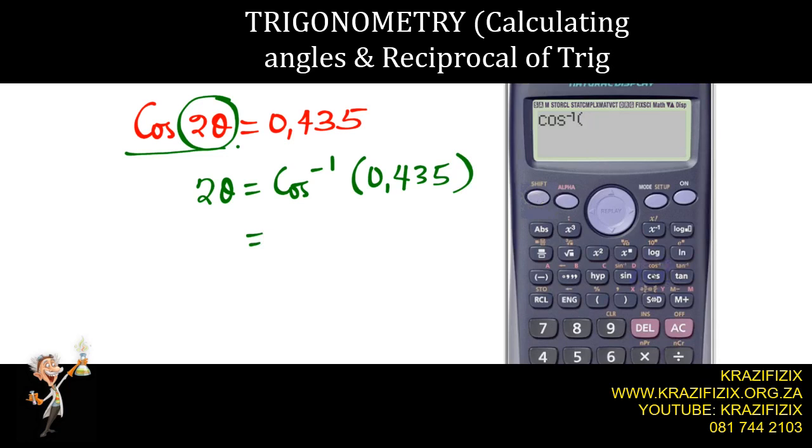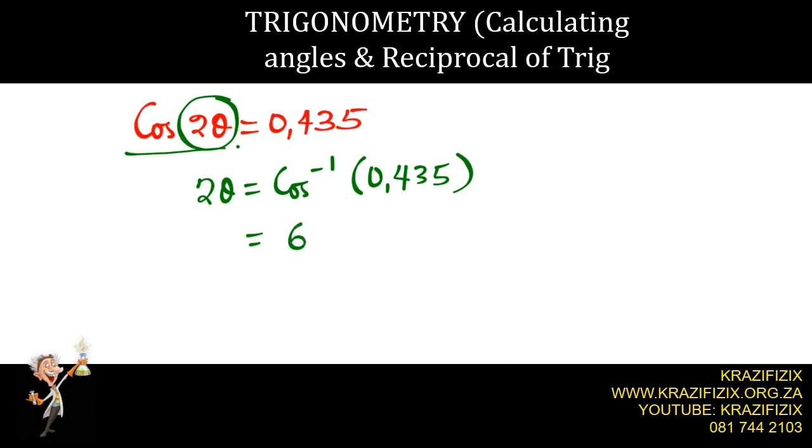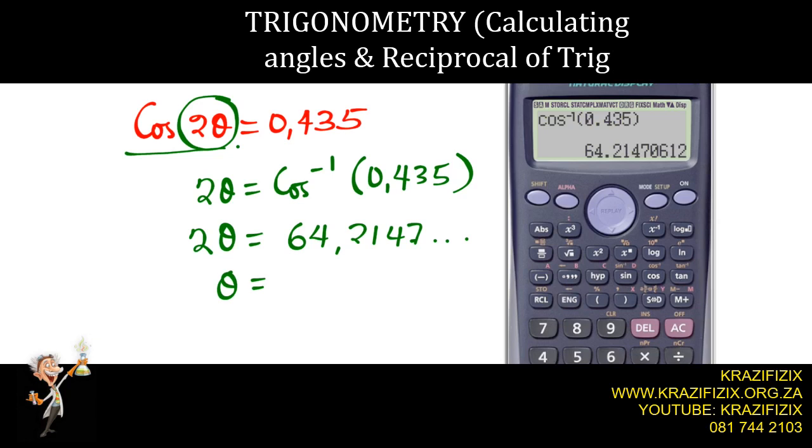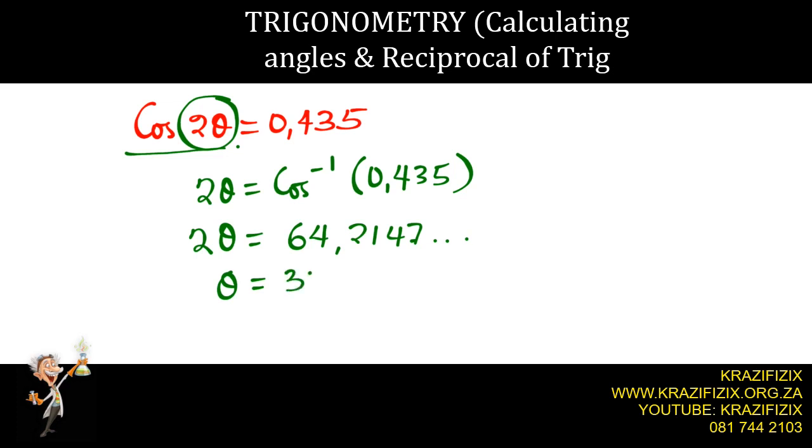Alright, so it's shift cos 0,435, and that will give us what? 64,214. Okay, so we have 64,2147, and it continues. But that is 2 theta. Now, algebraically, what do we do? We divide both sides by 2. So I'm just going to say my answer here divided by 2. And what we have? 32,11 degrees.